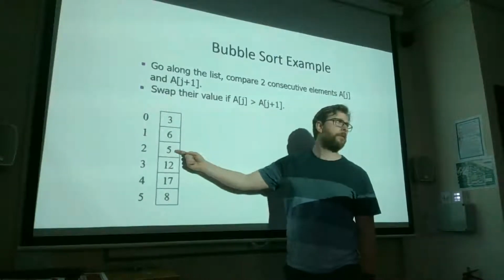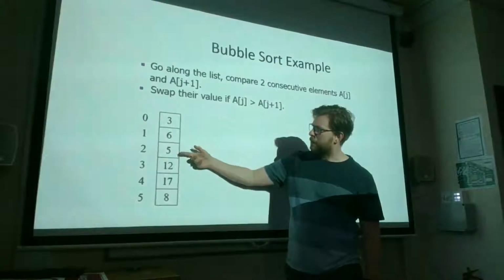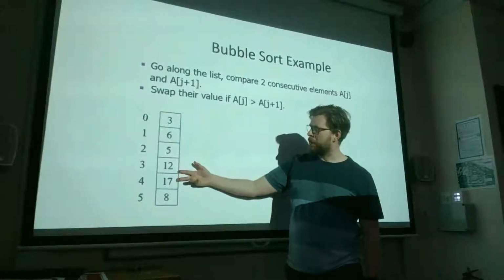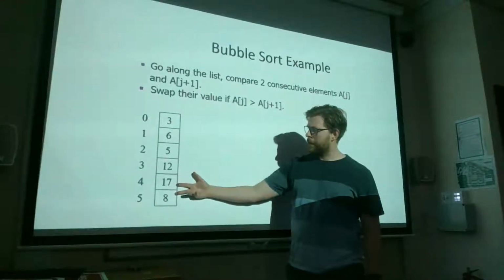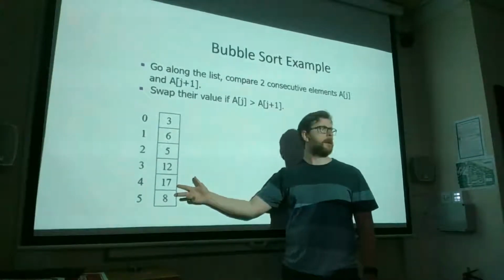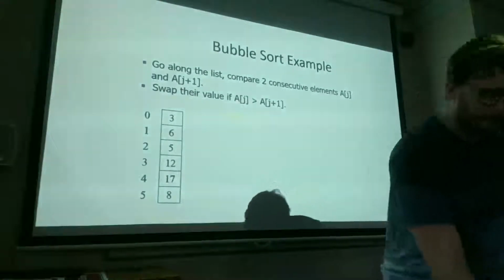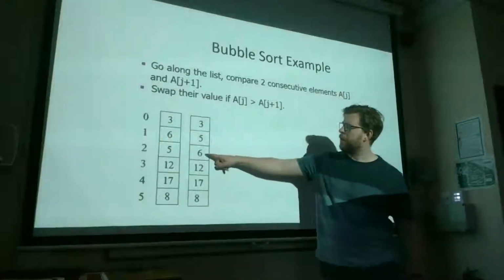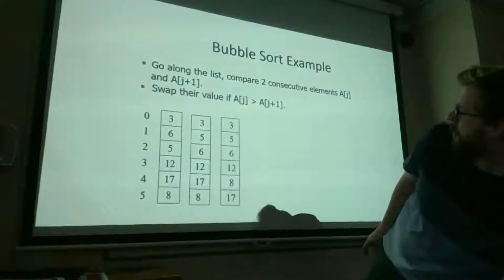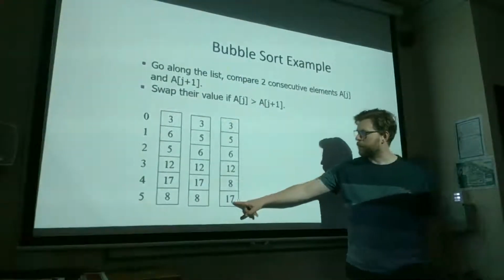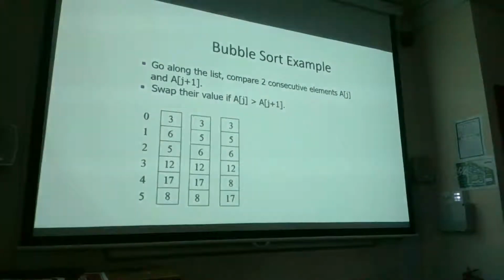So 6 goes into this position. And then we check the next pair. 6 and 12. Is 6 bigger than 12? No. Move down here. 12 and 17. Is 12 bigger than 17? No, it's not. Here, 17 and 8. Is 17 bigger than 8? Yes. So we're going to swap them. So the next time round, you can see that 6 has been swapped, and 17 has been swapped as well. So there were 2 actual swaps in the first pass through our loop.